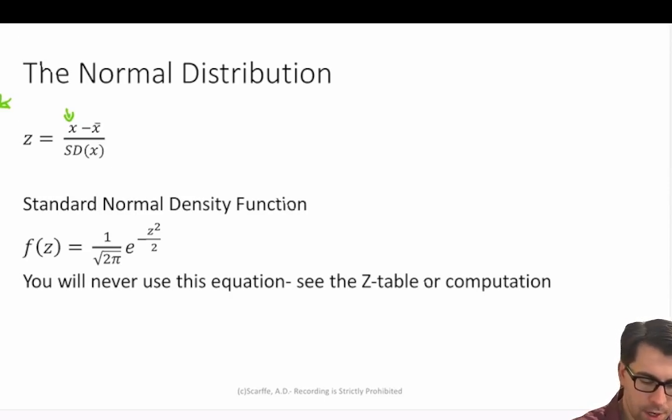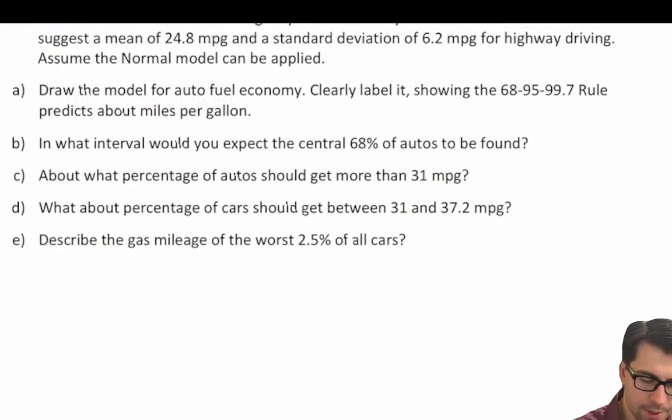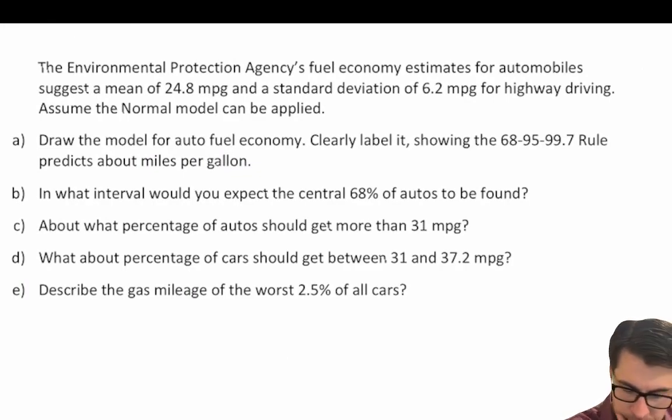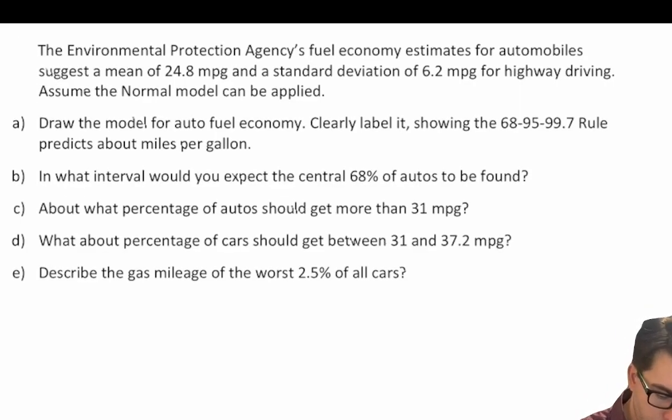So that's enough talking. Let's dive into a practice problem. Here's our practice problem. The Environmental Protection Agency's fuel economy estimates for automobiles suggest a mean of 24.8 miles per gallon and a standard deviation of 6.2 miles per gallon. For highway driving, assume a normal model can be applied. The first question here is: draw the model for auto fuel economy. Clearly label it, showing the 68, 95, 99.7 rule about miles per gallon. Okay, so let's go ahead and do that.